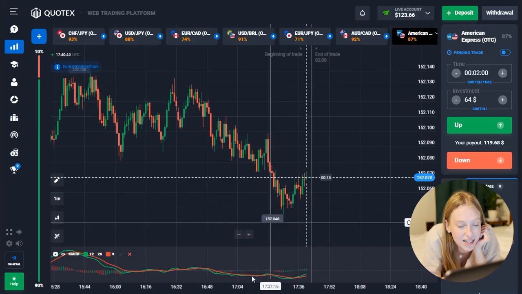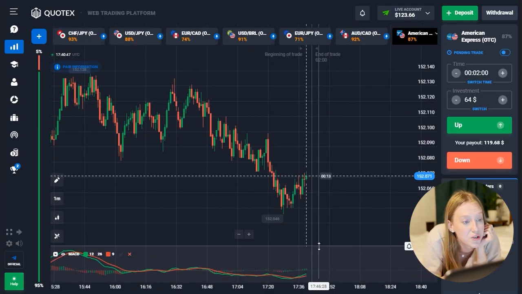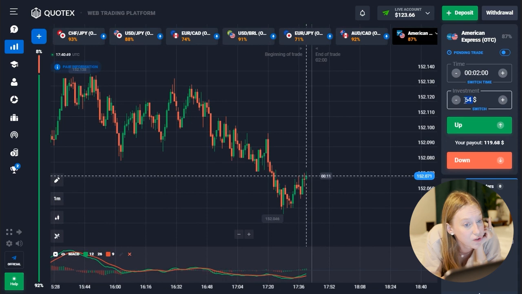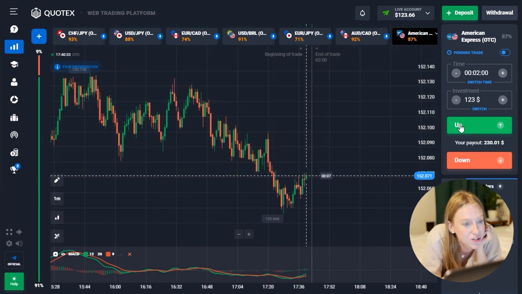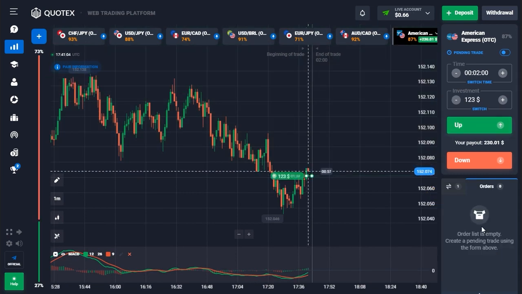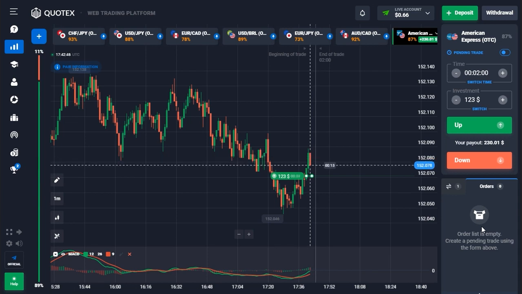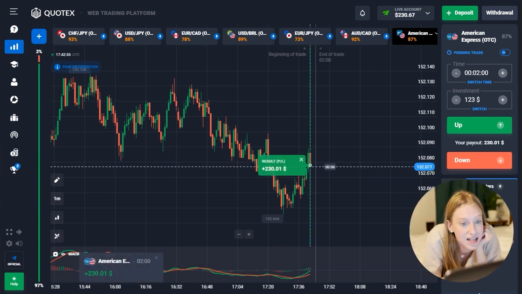The price has a very good upside potential. The indicator also confirms our entry point. The volume is increasing, and this is the crossing of the moving averages. So let's open the trade up for 2 minutes. And again, the MACD shows an excellent result.